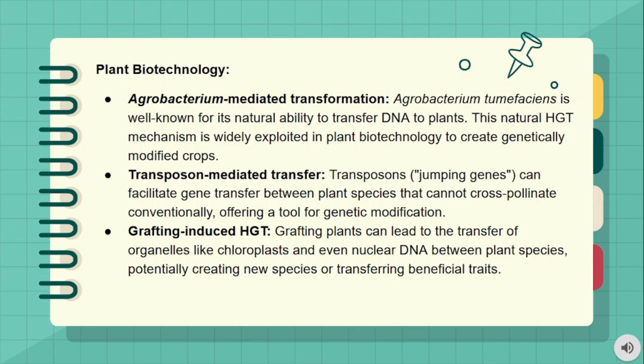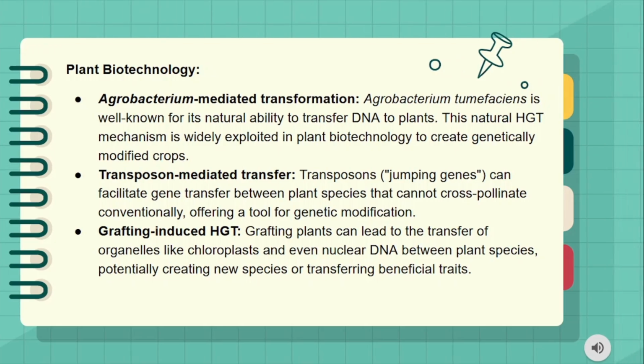Transposon-mediated transfer. Transposons, or jumping genes, can facilitate gene transfer between plant species that cannot cross-pollinate conventionally, offering a tool for genetic modification. Grafting-induced HGT. Grafting plants can lead to the transfer of organelles like chloroplasts and even nuclear DNA between plant species, potentially creating new species or transferring beneficial traits.